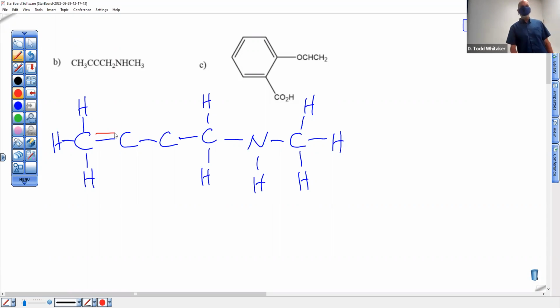All right. So we don't want to lose a point for every octet violation. Do not put that red line there. There's the second bond. Carbon still has only 6 electrons around it. It needs a 3rd bond. That combination is a triple bond, right?